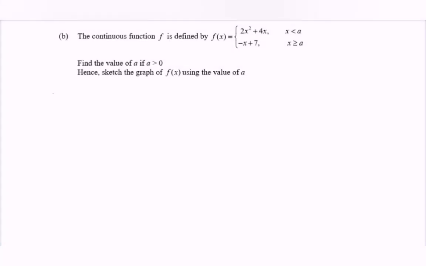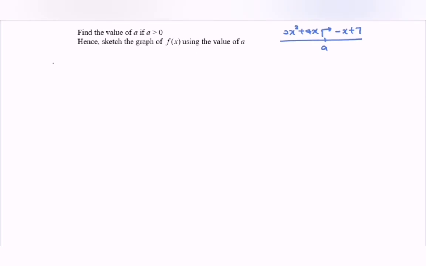So kindly refer to B. The continuous function f is defined as follows. Here we have the number line a. For x less than a, we have 2x squared plus 4x. For x greater than or equals to a, we have negative x plus 7. So here we have the situation given.